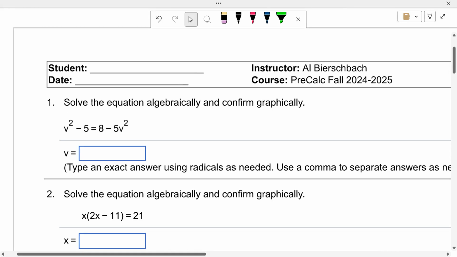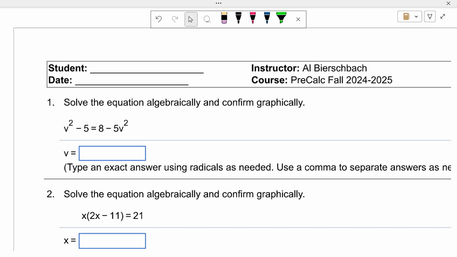Solve this equation algebraically and confirm graphically. Basically, they want to know, how would we solve this? Well, good old-fashioned like terms. We have v squareds that are like terms and constants that are like terms. So where are you going to move what? What do you think you're going to move first, John?